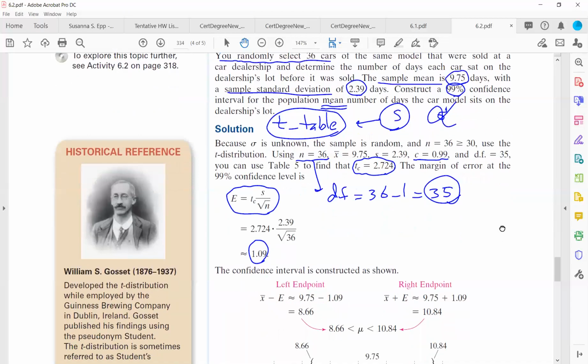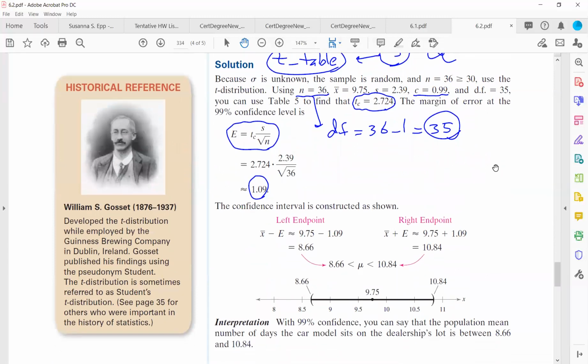Margin of error is 1.09. So by adding and subtracting the margin of error from the point estimate, which is the sample mean, we find the lower limit and upper limit for our interval. It means that we are 99% confident that the population mean is between 8.66 and 10.84.